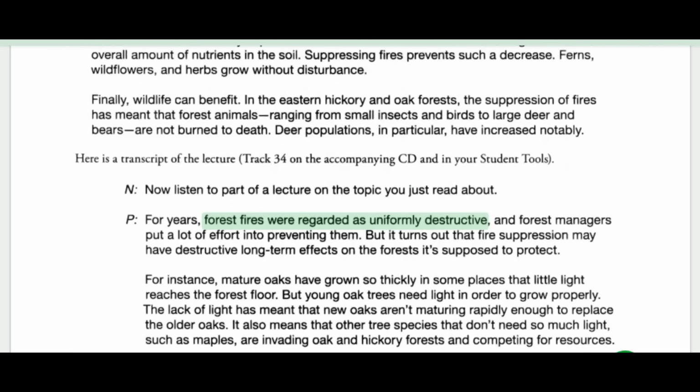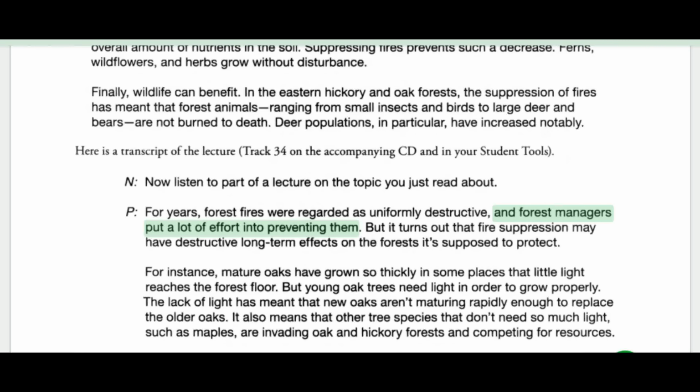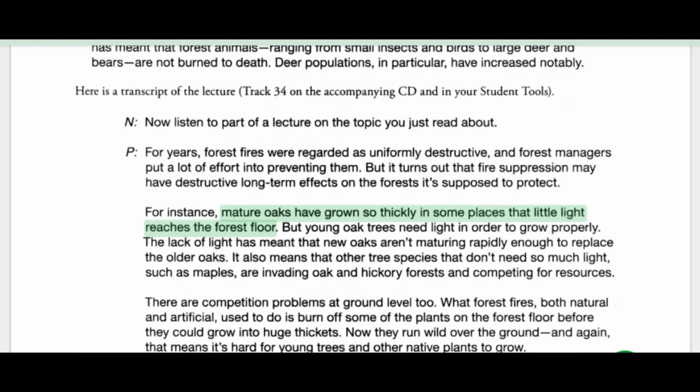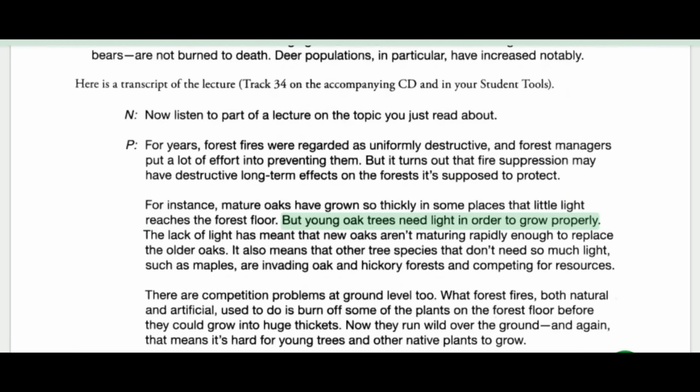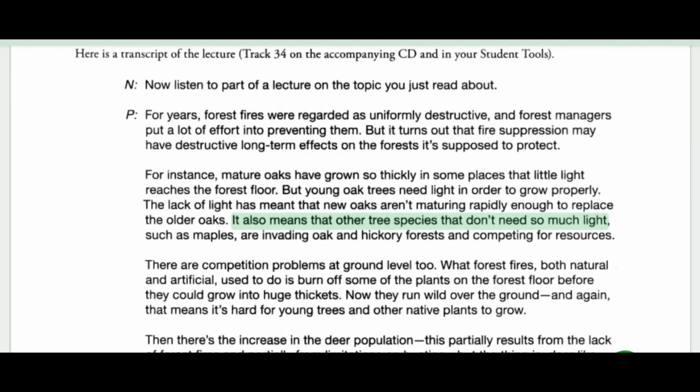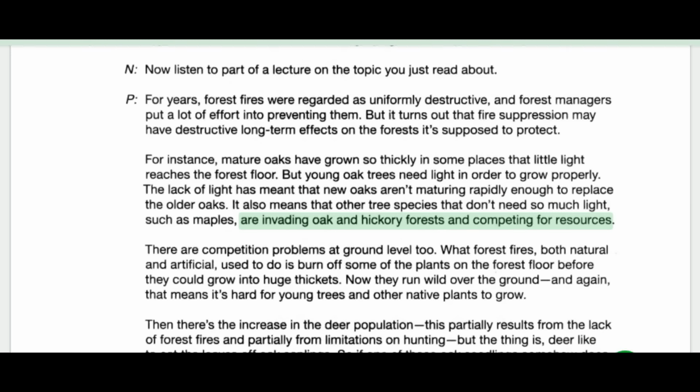For years, forest fires were regarded as uniformly destructive, and forest managers put a lot of effort into preventing them. But it turns out that fire suppression may have destructive long-term effects on the forests it's supposed to protect. For instance, mature oaks have grown so thickly in some places that little light reaches the forest floor. But young oak trees need light in order to grow properly. The lack of light has meant that new oaks aren't maturing rapidly enough to replace the older oaks. It also means that other tree species that don't need so much light, such as maples, are invading oak and hickory forests and competing for resources.